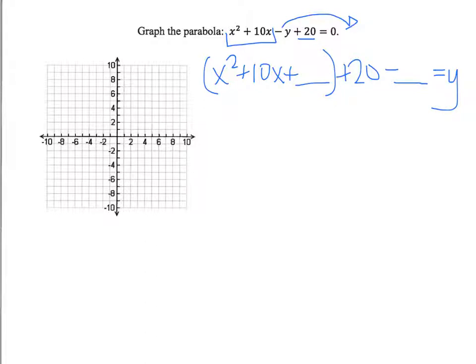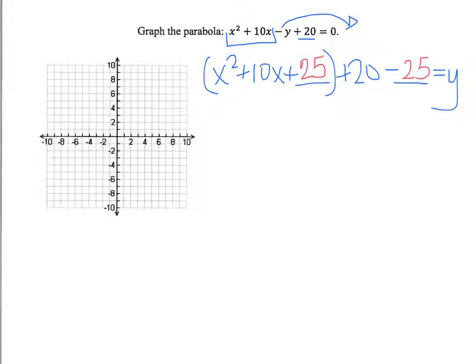So what will make a perfect square trinomial? Half of 10 is 5, and when we square it, we get 25. So 25 makes a perfect square trinomial. 25 times 1, there's a 1 here. 1 times 25 balances the equation, which is just 25.